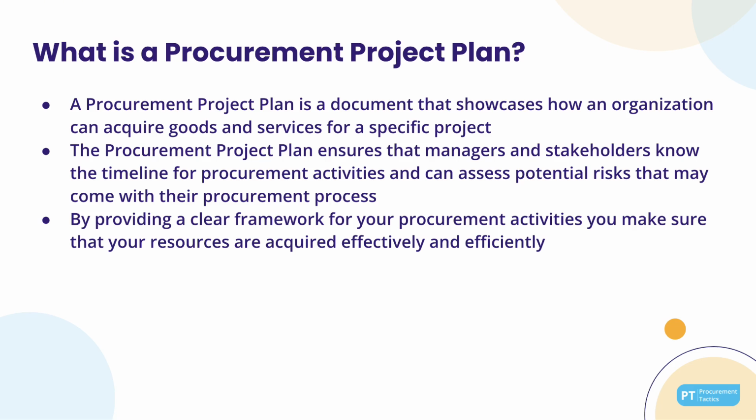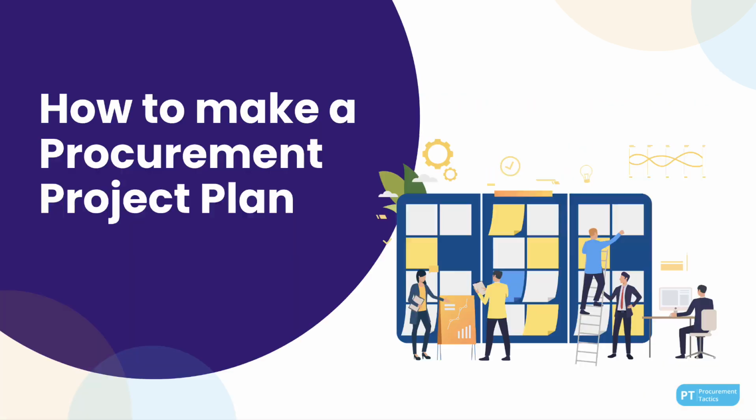The procurement project plan ensures that managers and stakeholders know the timeline for procurement activities and can assess potential risks that may come with their procurement process. This also includes budget considerations so expenses can align with the project's budget and limits. By providing a clear framework for your procurement activities, you make sure that your resources are acquired effectively and efficiently. It also keeps everyone in the loop so that there isn't any bumping of shoulders when it comes to the execution of the procurement activities.